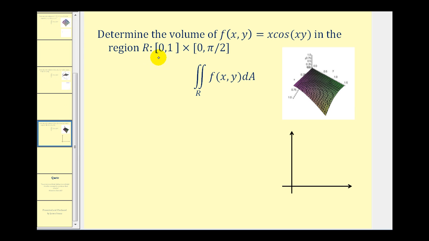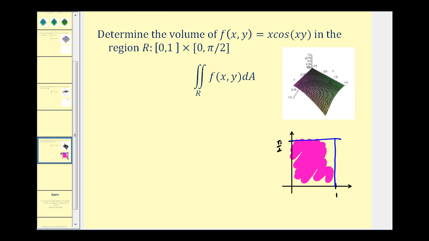In this example, our region is the closed interval from 0 to 1 for x, and from 0 to pi over 2 for y. So again, we have a rectangular region that looks something like this. So this would be our region of integration.